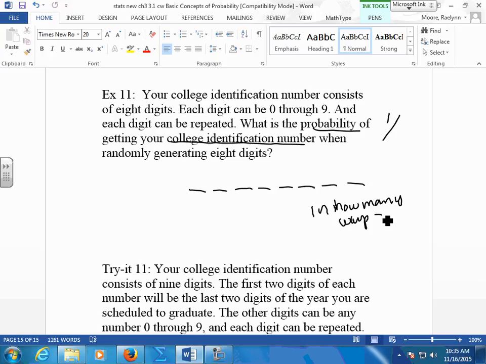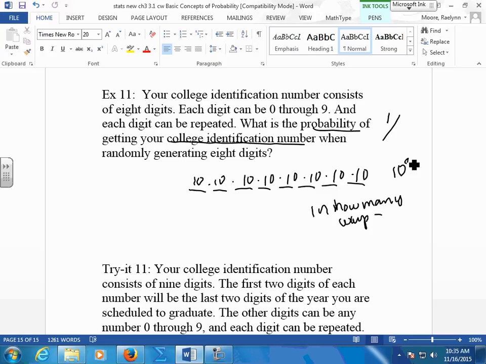If I can repeat anything: 10, 10, 10. And what do I do with these? Do I add them or multiply them? Multiply them. If I added them, I wouldn't get too many different college numbers, would I? So I've got 10 to the 8th power. You could leave it in scientific notation. That's how many different combinations you could get of these numbers, because you're allowed to repeat.